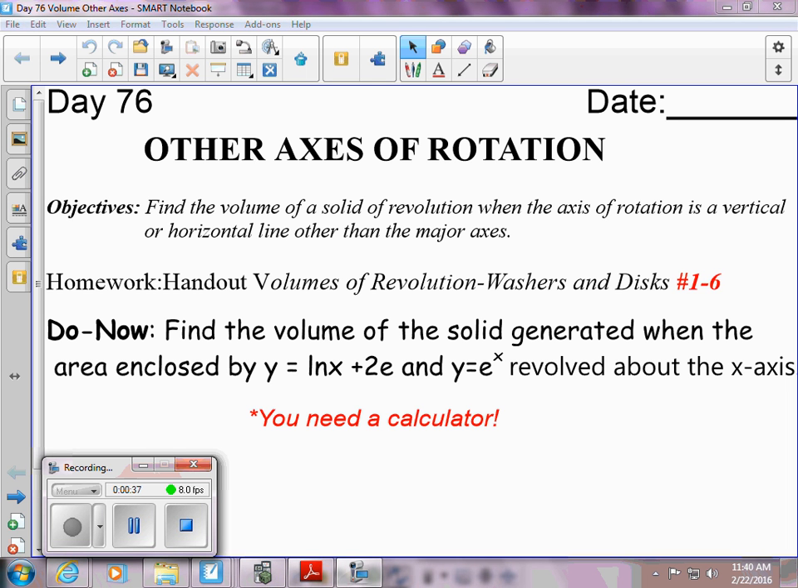So you're going to go ahead, graph it, and decide whether you want to use disk or washer method. As far as the limits of integration go, you're going to have to use the calculator to do that, and see how far you can get with it. All right, and did anyone have trouble with that?